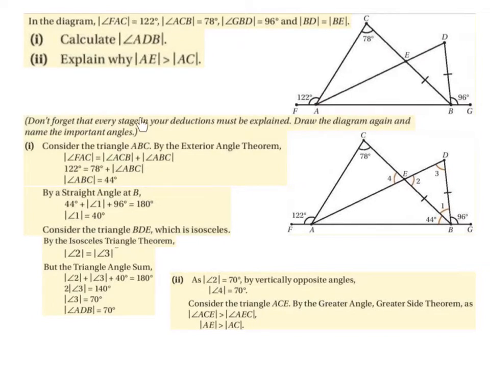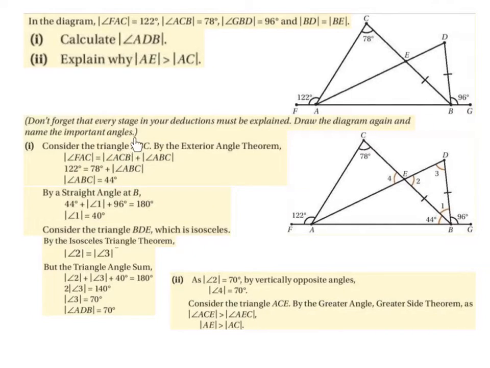Don't forget that every stage in your deductions must be explained. Draw the diagram again and name the important angles. So here we have the diagram drawn out again, and we're going to label some of the unknown angles. This is going to be angle 1, angle 2, angle 3, angle 4. So part 1, we want to calculate angle ADB, which we've labeled as angle 3. That's what we're trying to find out.